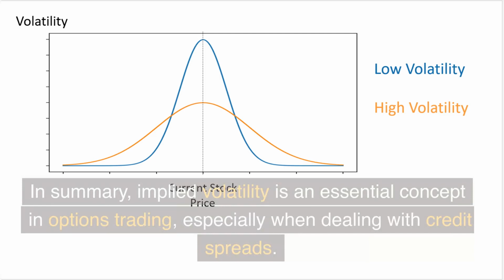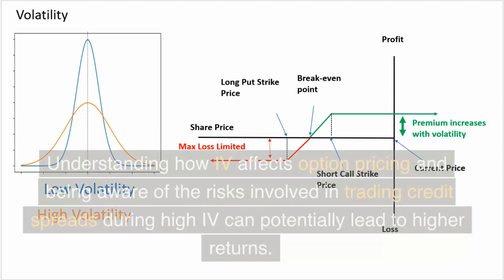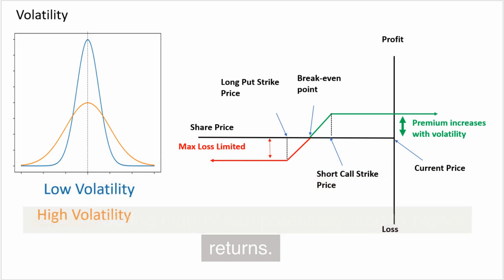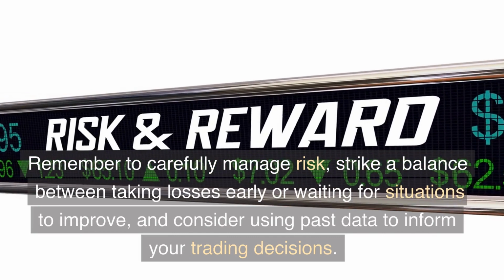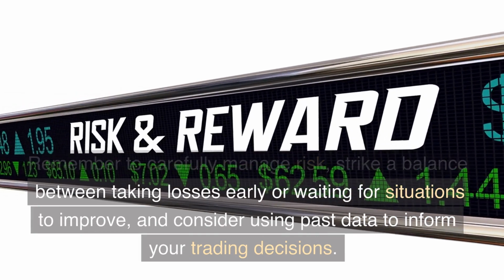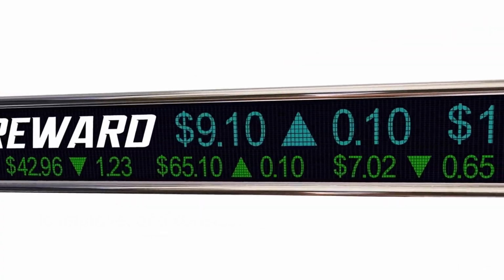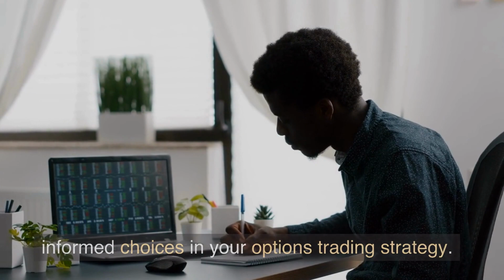In summary, implied volatility is an essential concept in options trading, especially when dealing with credit spreads. Understanding how IV affects option pricing and being aware of the risks involved in trading credit spreads during high IV can potentially lead to higher returns. Remember to carefully manage risk, strike a balance between taking losses early or waiting for situations to improve, and consider using past data to inform your trading decisions. By keeping these factors in mind, you can make more informed choices in your options trading strategy.